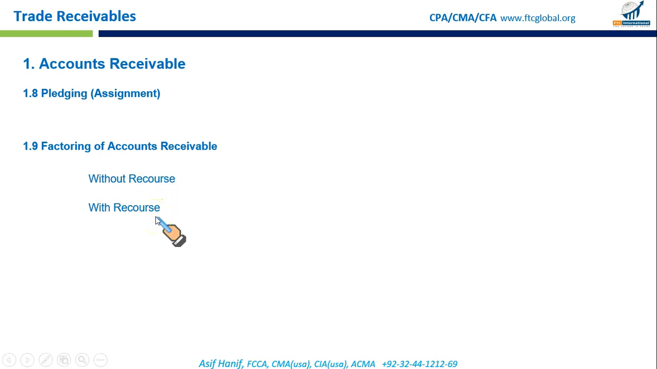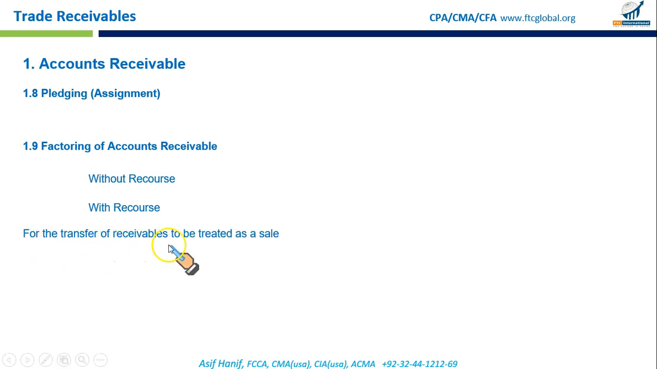But if it is with recourse, that means the factor has the option to return uncollectible receivables to the seller. Like, you sold $10,000 worth of receivables, and of this, $500 went bad. The factor will come back to you for the recovery of this loss, right?